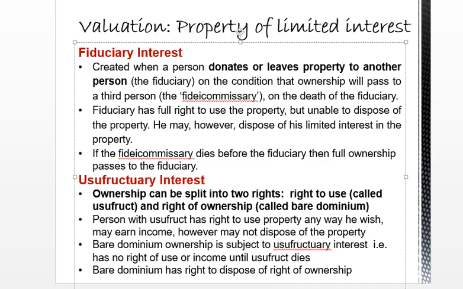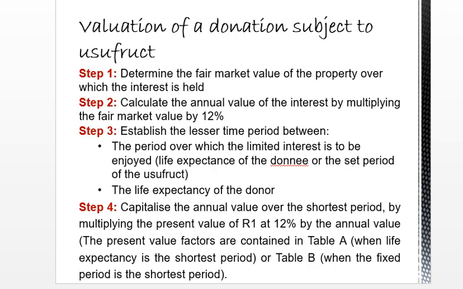So when we value a donation subject to a usufruct, we first want to determine the fair market value of the property over which the interest is held. Then the value has to be multiplied by 12%. So that's important, you need to remember that 12%.